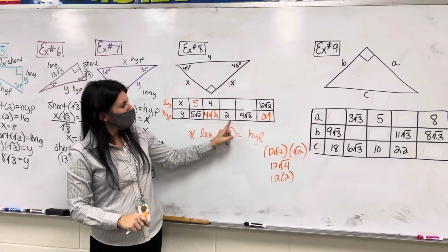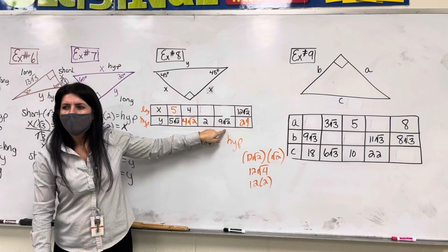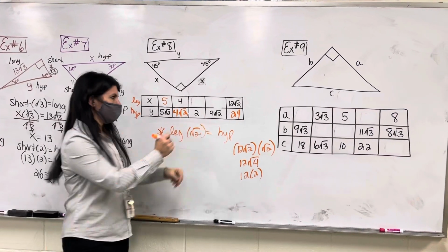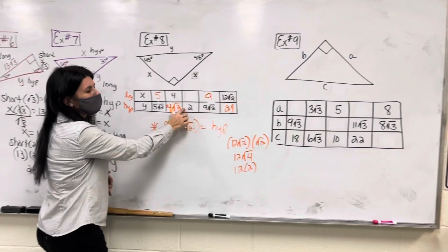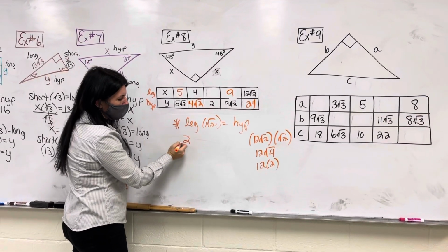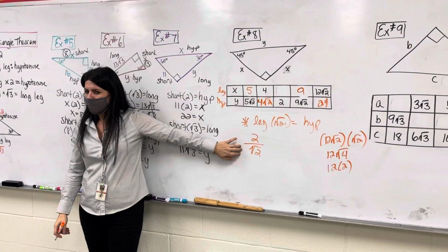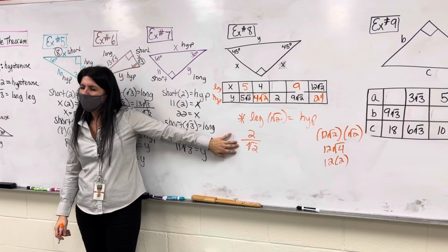Okay, so let's look at this one next. 9 square root of 2 divided by the square root of 2. What's that give me? 9. This one's a little bit tricky. 2 divided by the square root of 2. We have a no-no there. We got to fix that. How do I fix it?